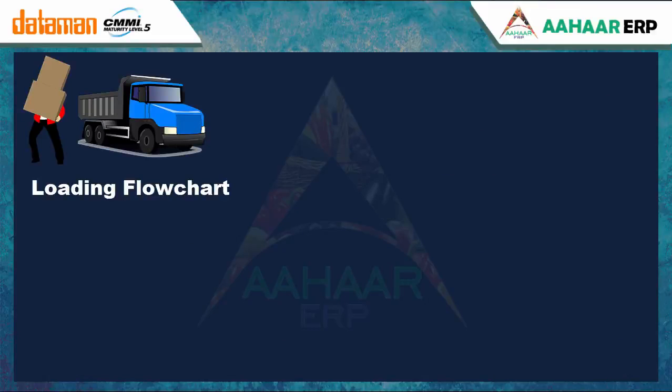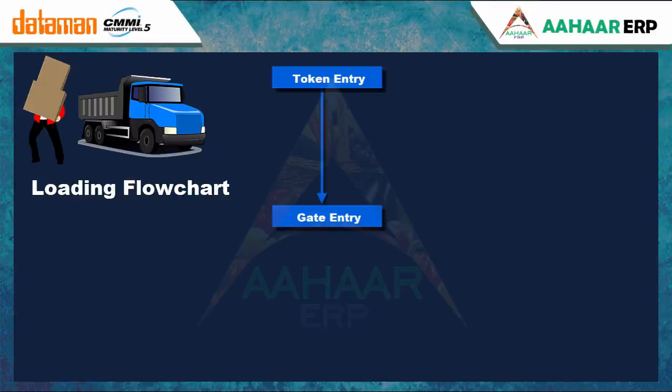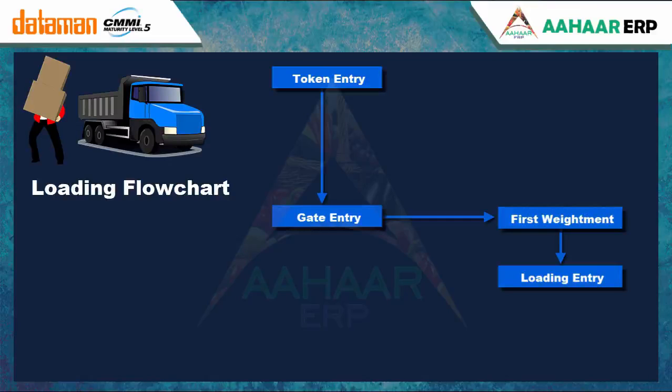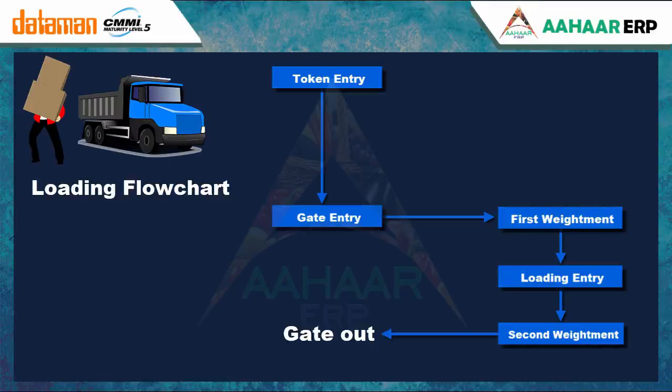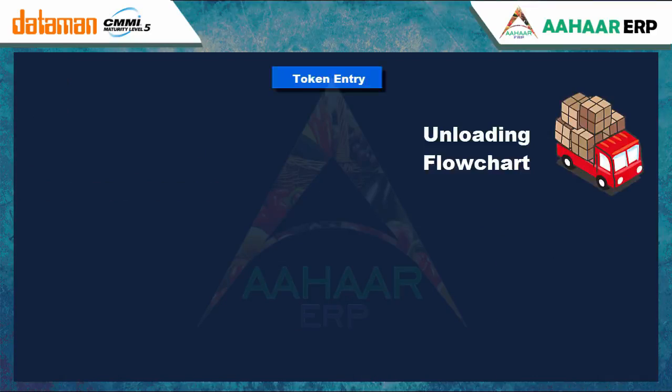Loading flowchart. When we sell finished materials, we follow this process. First we do token entry, gate entry, then we do first weighment entry. Load the truck through loading entry. When the truck is loaded, we do second weighment entry to know the exact weight of the item. After that we follow gate out entry. The entry starts from token entry.